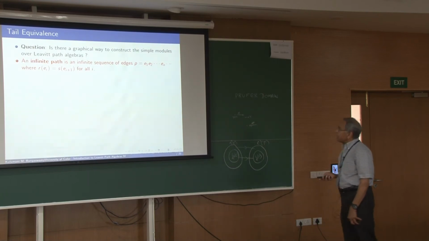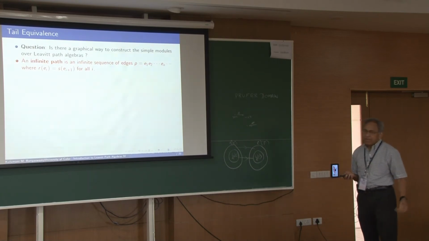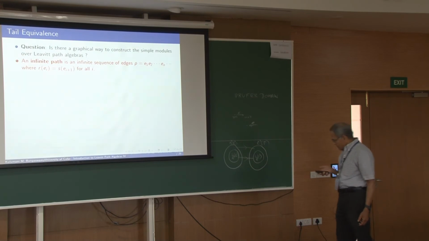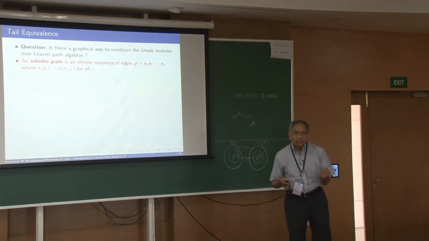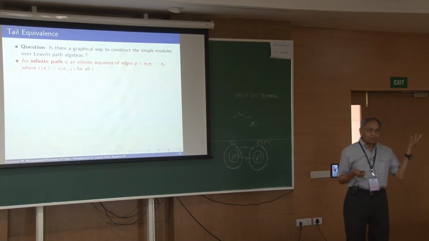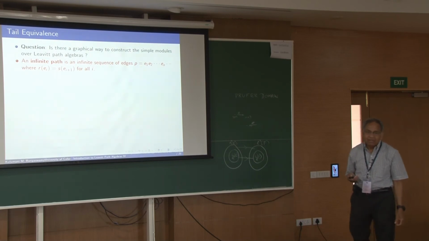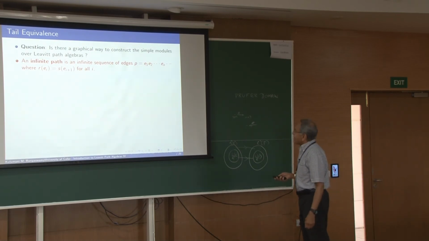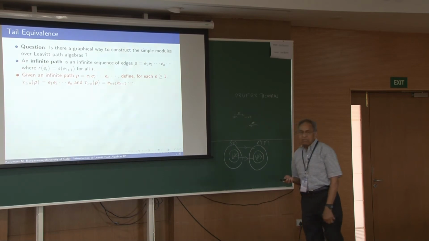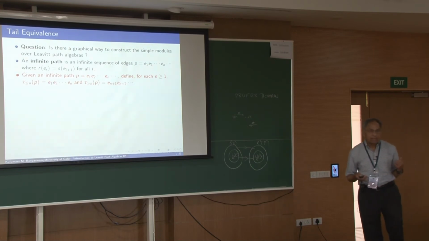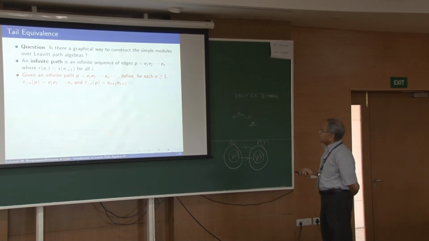So an infinite path is simply like any path, an infinite sequence of edges going further, where the range of e sub i is the source of e sub i plus 1. And what we are trying to do is manufacture a simple module from an infinite path. That's our first method. So with that in mind, we are going to define some sort of an equivalence relation on certain types of infinite paths. So let's have this notation.